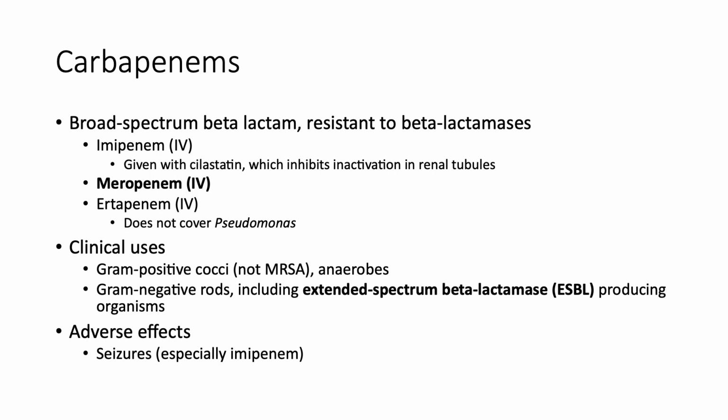Clinical uses, it's really broad. It can kill gram-positive cocci, not MRSA, as well as anaerobes, and it can kill gram-negative rods, including extended spectrum beta-lactamase producing organisms. So, a lot of bacteria make beta-lactamases. Now we've got these super bacteria that make extended spectrum beta-lactamases where they're resistant to most antibiotics. Carbapenems can kill ESBL producing organisms. So if you have a patient with a history of ESBL producing organisms coming in with some kind of infection, typically you're going to start with a carbapenem. The adverse effect you should know for carbapenems is they can cause seizures, especially imipenem.